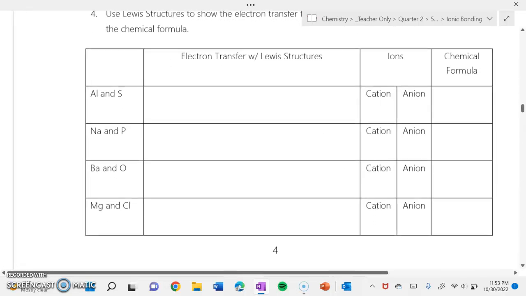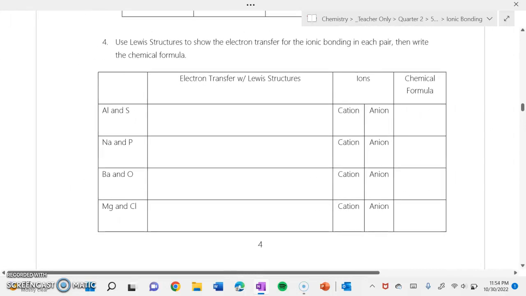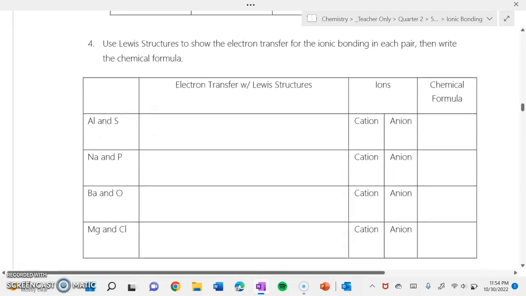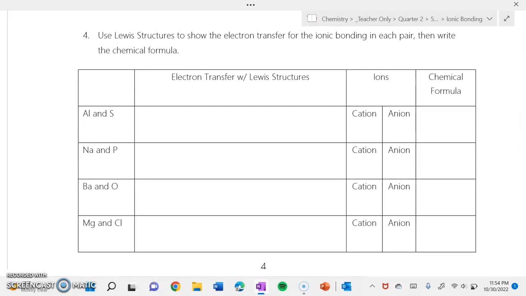Let's look at number 4, because this is another one of drawing Lewis structures. We're just going to practice it again with ones that might be a little more complicated. So aluminum and sulfur, let's use Lewis structures to show their electron transfer, then write the chemical formula.